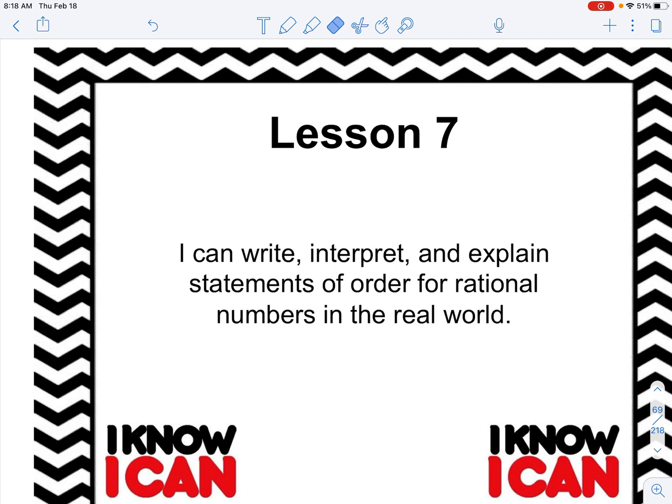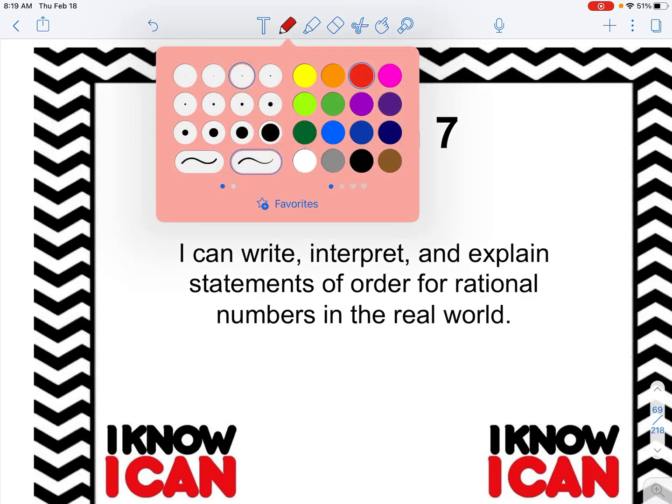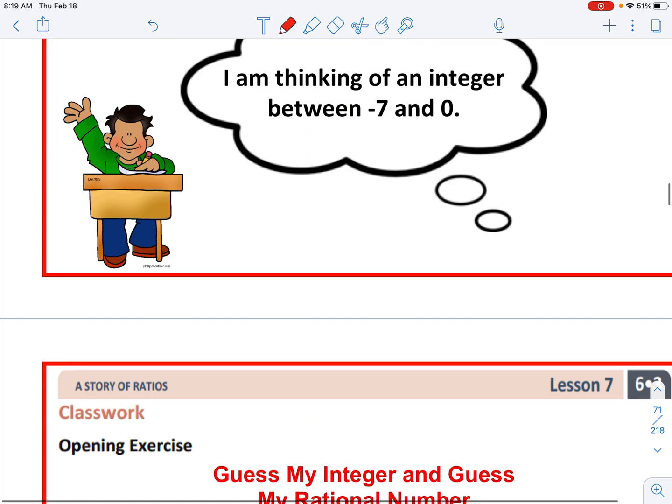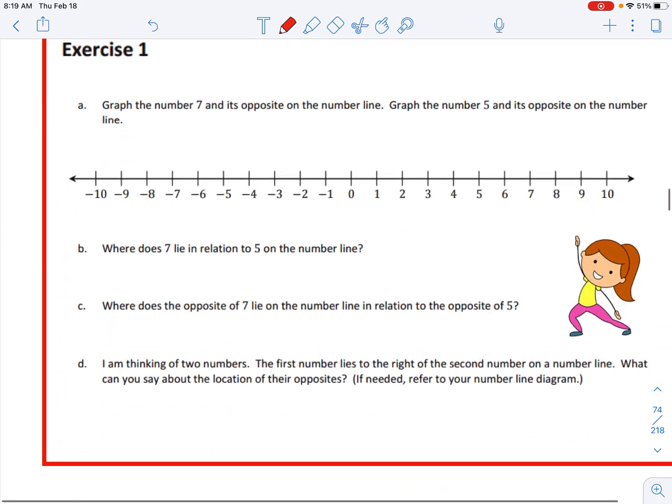Okay, so today's math objective is I can write, interpret, and explain statements of order for rational numbers in the real world. So we're going to be given real world examples, and we're going to have to order them from least to greatest or greatest to least, whatever they're asking. So that is what we're going to be doing today. Okay. Skip some of this first part.